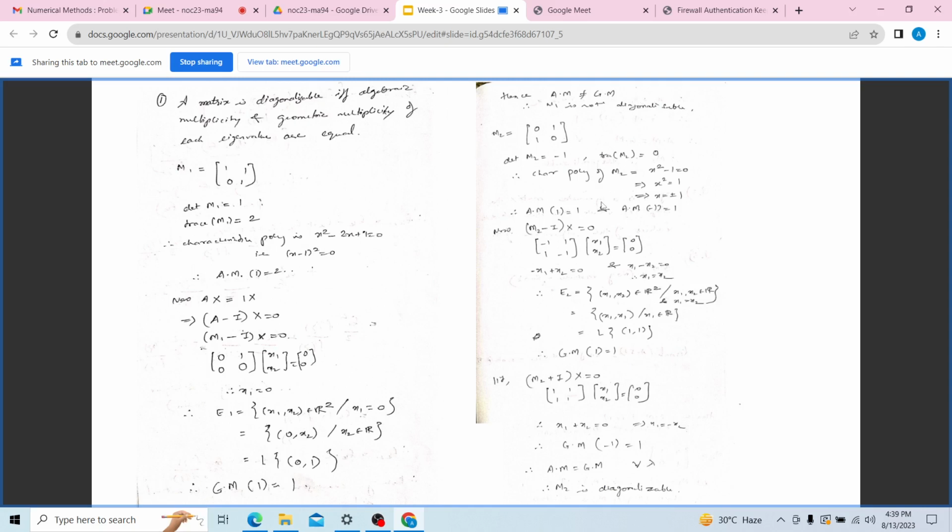Now for M2, similarly we have done. Here we have got two eigenvalues, 1 and minus 1. Now calculating the geometric multiplicity of 1, you will get it as 1, and the geometric multiplicity of minus 1, you will again get it as 1. So here for both the eigenvalues, algebraic multiplicity equals geometric multiplicity. Therefore, M2 is diagonalizable. So hence we've shown that M1 is not diagonalizable and M2 is diagonalizable. Is it clear?